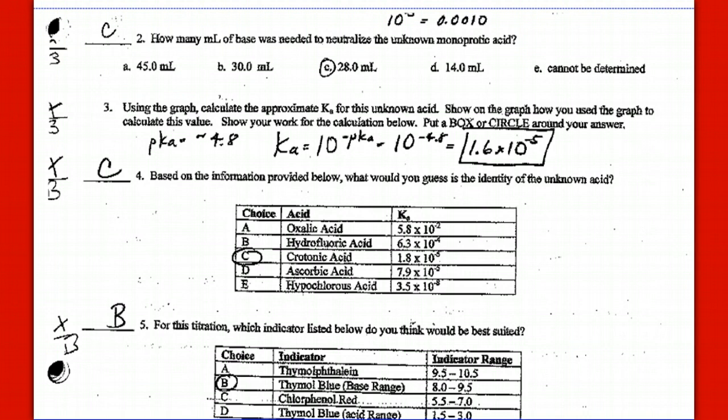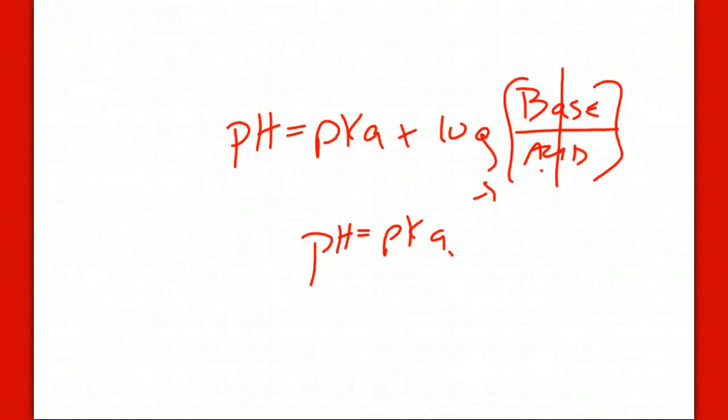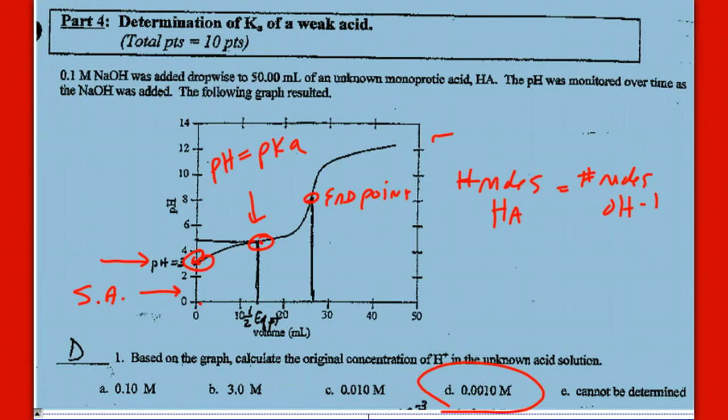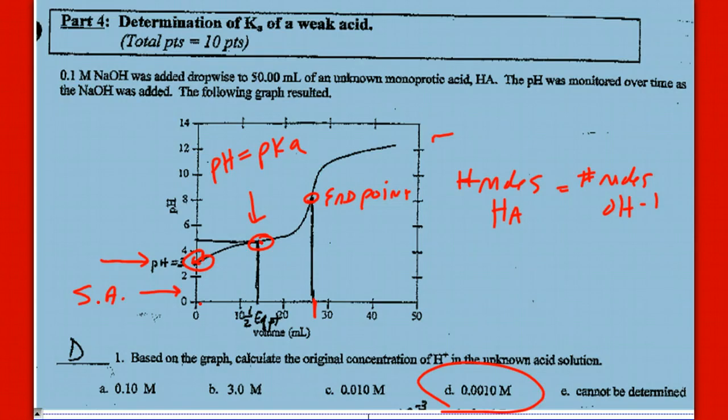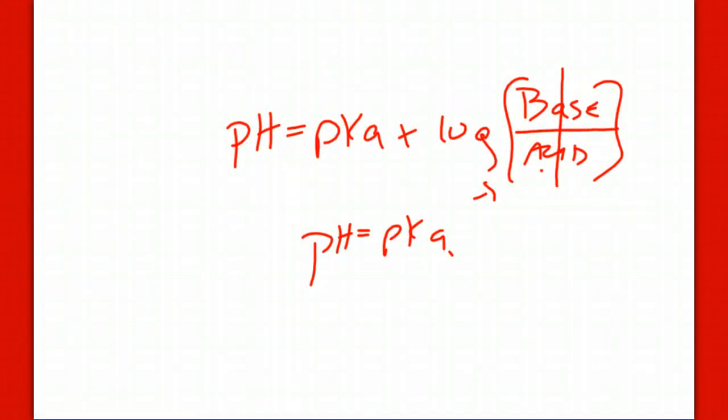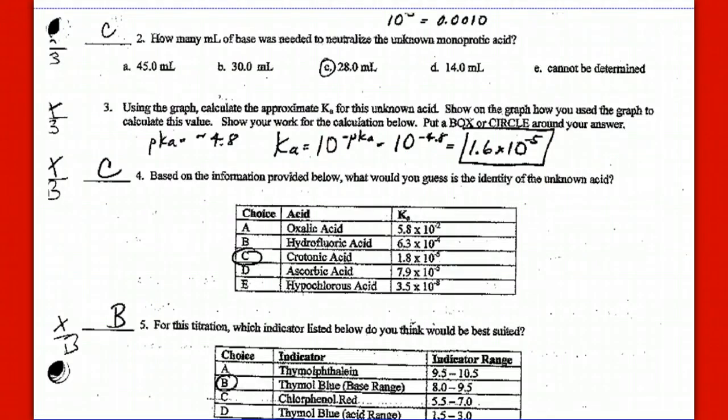Okay, how many milliliters of base was needed to neutralize the unknown monoprotic acid? Well, the end point of the titration is here. So the number of milliliters there is in the 20s. One more. So it's 28. That's good. Using the graph, calculate the approximate Ka for the unknown acid.